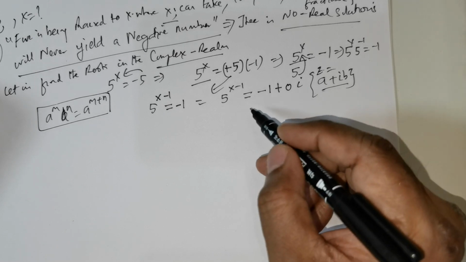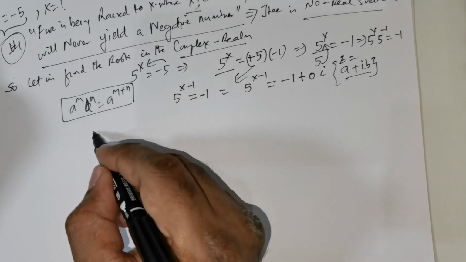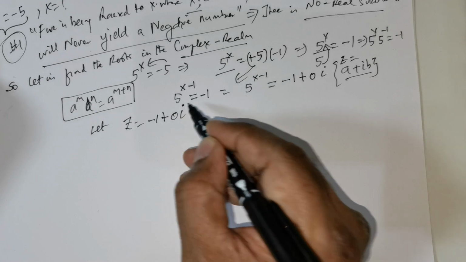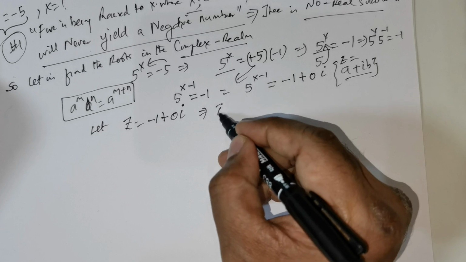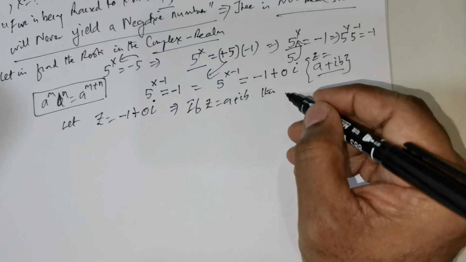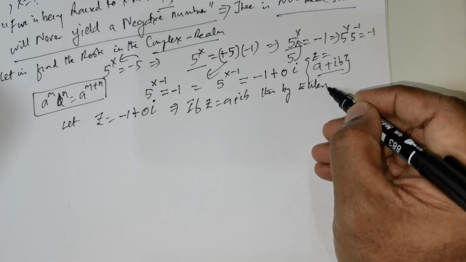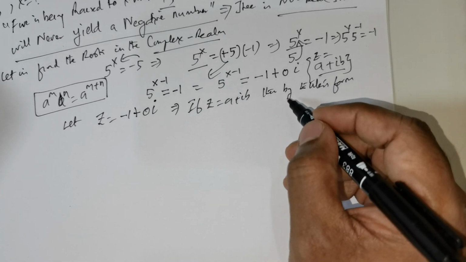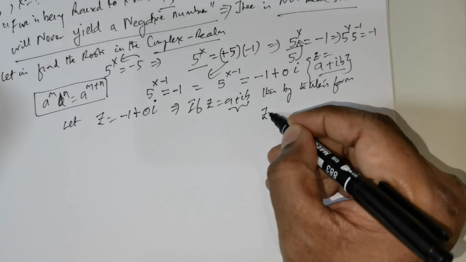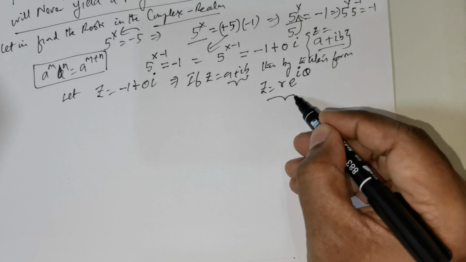Now what I wish to do is first make a representation for the right hand side. Let z be equal to negative 1 plus 0 times i. So this means z is a complex number of the form a plus ib, then I have the following. By Euler's form or representation of a complex number, I can always write this quantity as z equal to r times e raised to the power of some i theta.